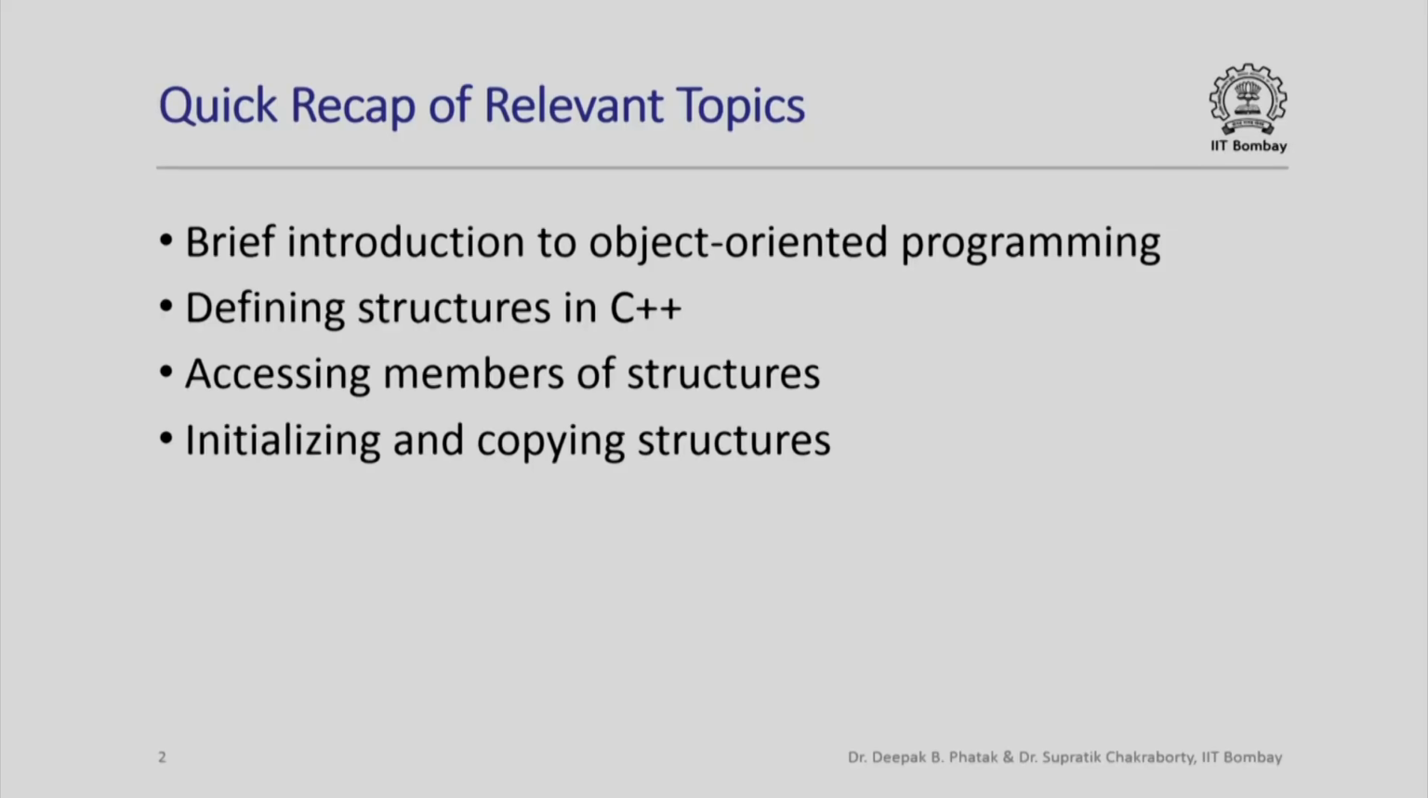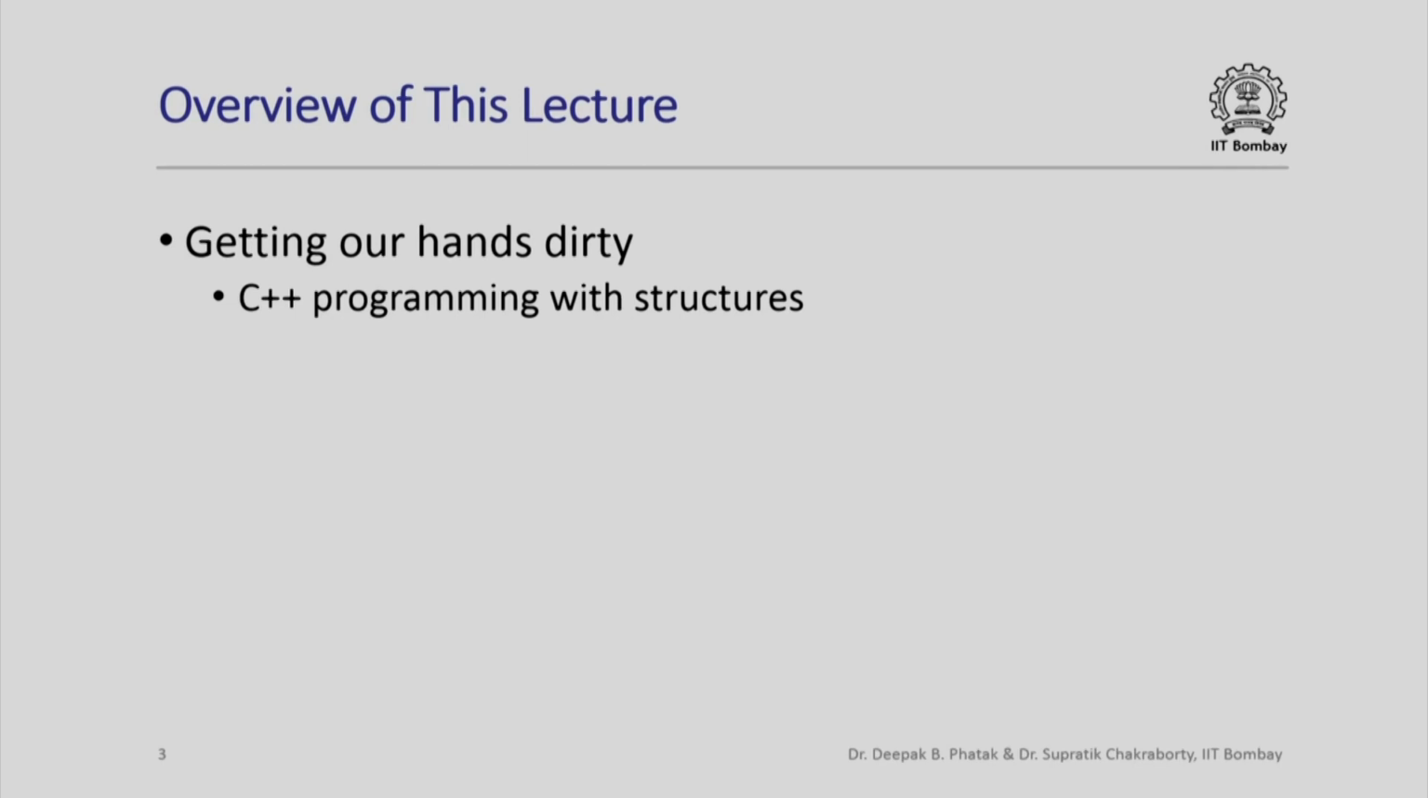Hello and welcome back. This is the first part of a multi-part lecture which illustrates how structures can be used when programming in C++. Here is a quick recap of some of the relevant topics that we have already studied. We have seen a brief introduction to object-oriented programming, and we have seen how we can define structures as examples of objects in C++. We have also studied how to access various members of structures and how to initialize and copy structures. In this lecture, we are going to get our hands dirty and jump into C++ programming with structures.